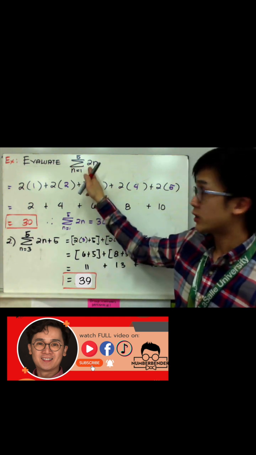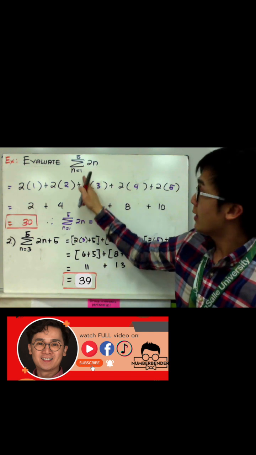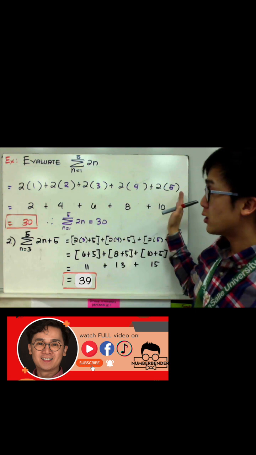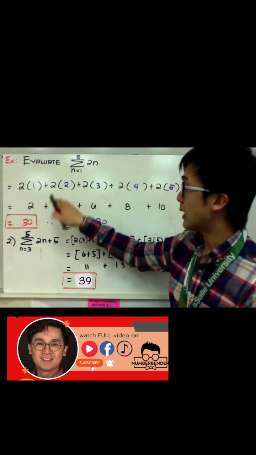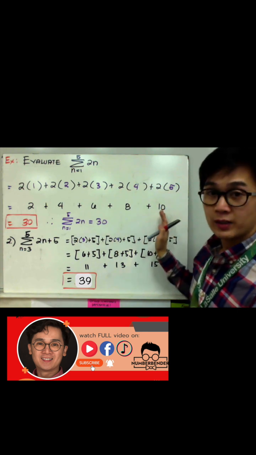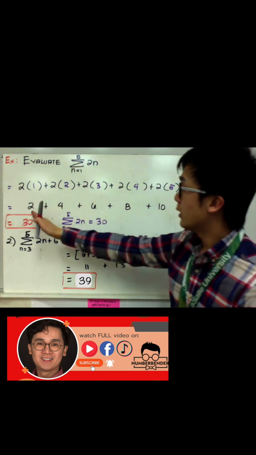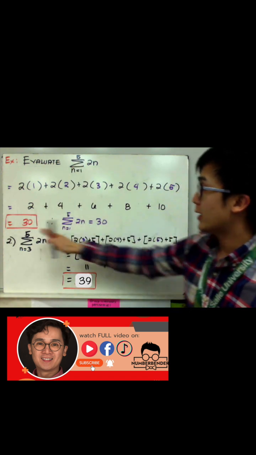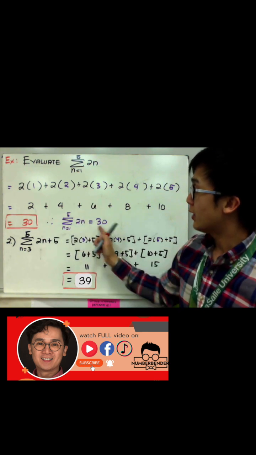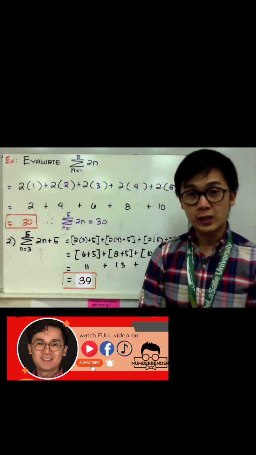So, gagamitin nyo yung function and then substitute the variable which here is equal to n ng mga numbers from 1 to 5. Now, to evaluate the summation notation, 2 times 1 is 2, 2 times 2 is 4, 2 times 3 is 6, 2 times 4 is 8, and 2 times 5 is 10. Now, summation, which means to add them all up, 2 plus 4 plus 6 plus 8 plus 10 is equal to 30. Therefore, yung summation ng 2n from 1 to 5 is simply equal to 30. At yan yung pag-evaluate ng summation notation.